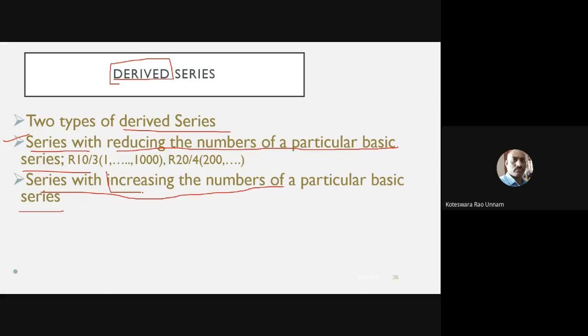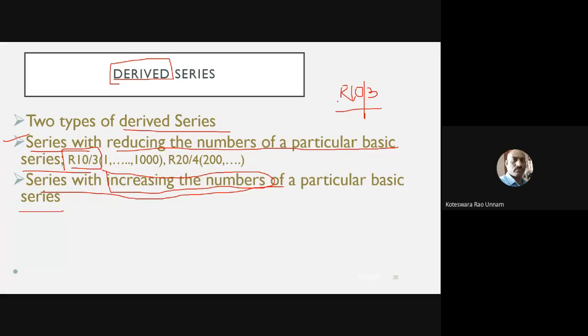Similarly, sometimes you can increase the numbers of a basic series. We can call it another kind of derived series. So how are we saying that it is a reducing number? Let us say I specify something like R10 by 3. So what are the numbers in this series? It is a derived series from R10.